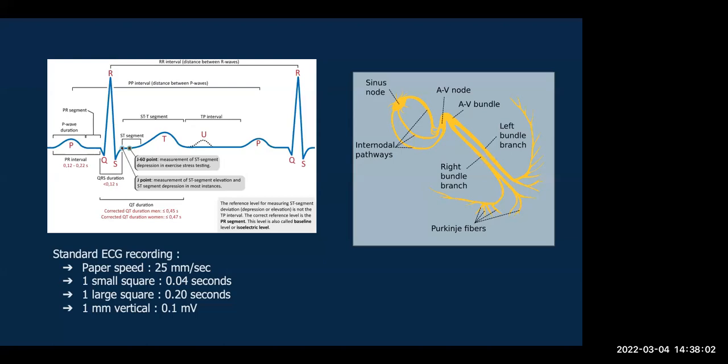So if you look at the right picture, our normal electrical conduction of the heart will start at the SA node, and then it will pass through both atria and then through the AV node, and then further into the bundle of His, right and left bundle branches, and then go through the Purkinje fibers, and lastly both ventricles. So if you look at the ECG strip, there is P wave, QRS complex, and also T wave. The P wave indicates the right and left atrial depolarization, QRS is ventricular depolarization, and T wave is ventricular repolarization.